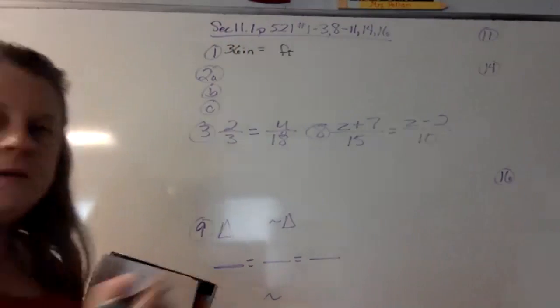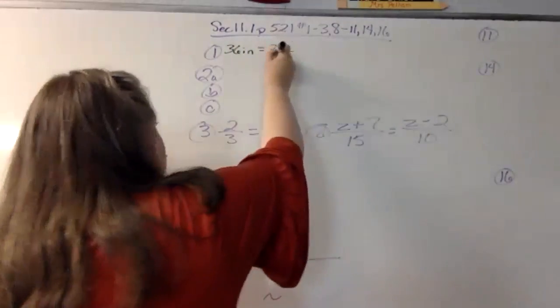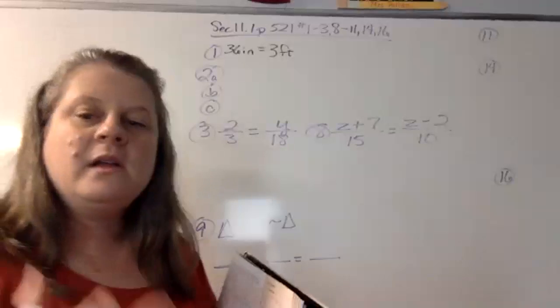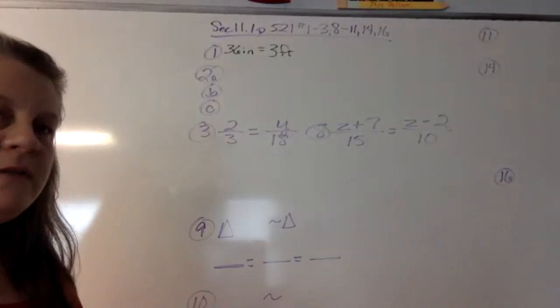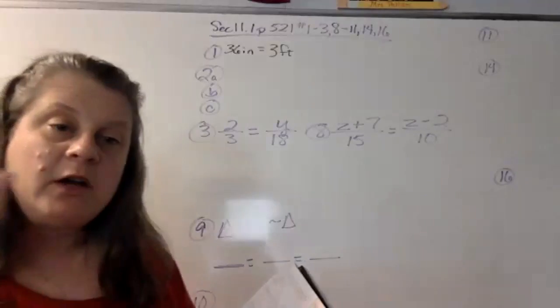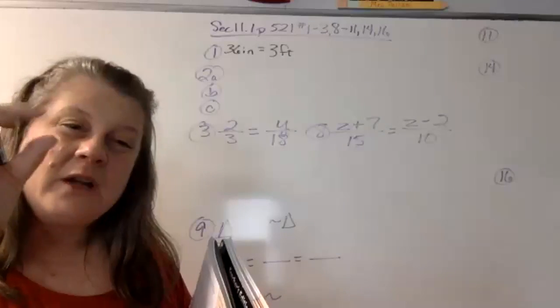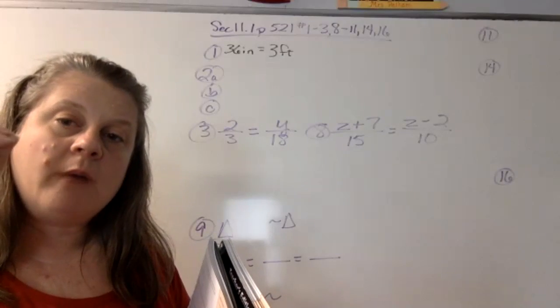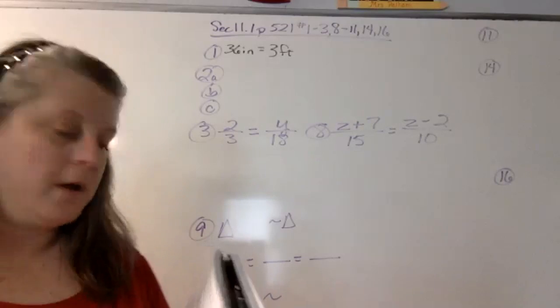3. Okay, that's 3 feet. It's a yard. But anyway, that's not the point. So I've got 3 feet. What I'm going to do now is take my scale model. Your model or your drawing goes on top. The real life thing goes on the bottom.